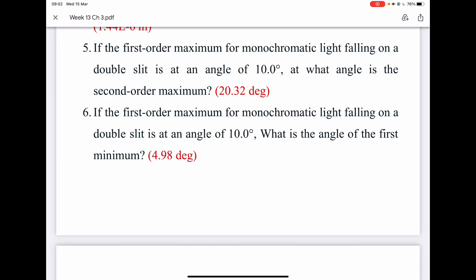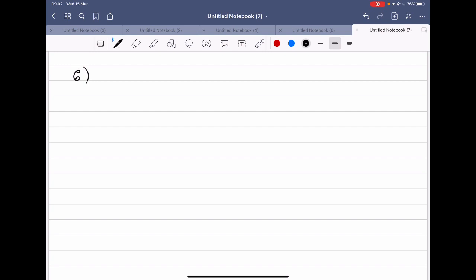Okay, so let's write down. The first order maximum, which means m for the first order maximum is equal to 1. It's falling at an angle of 10 degrees. So let me call it theta 1, which is 10 degrees. So this m for the first order maximum is 1, okay. What is the angle of the first minimum? So we have to find theta 2 when it is the first minimum.